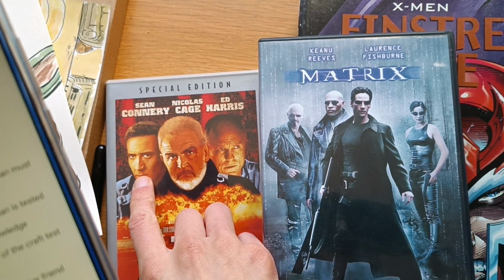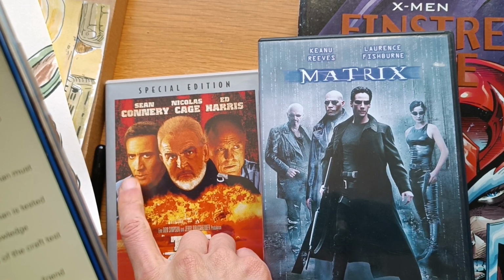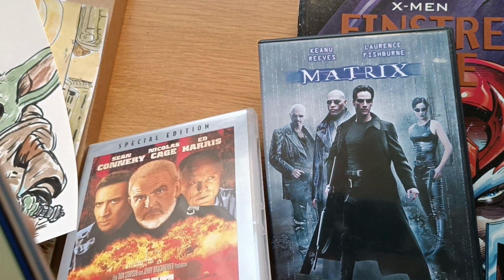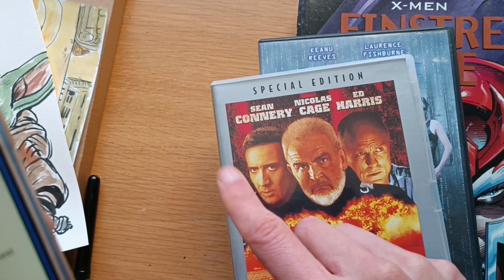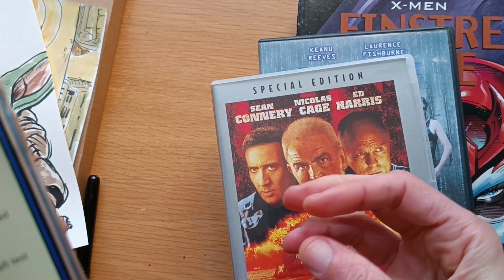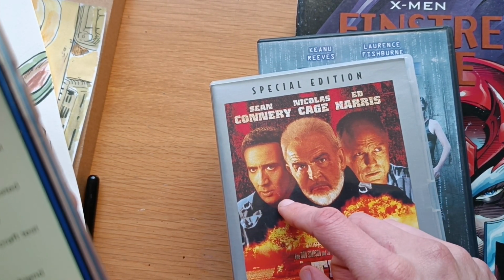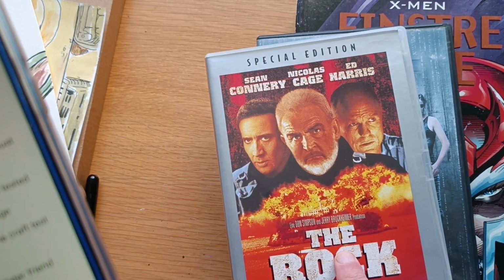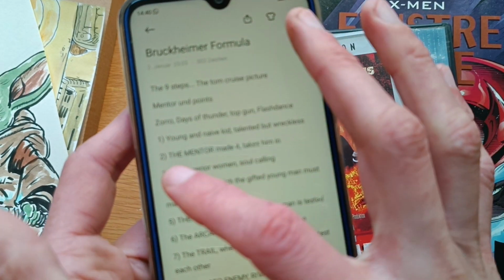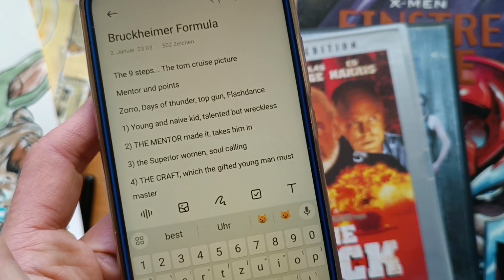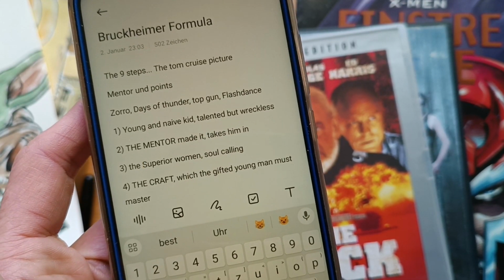In The Rock, this is funny, like Ed Harris, Nicolas Cage, Sean Connery. So Nicolas Cage has his wife and he wants to get married, but he has to go to The Rock to fight terrorists. So his calling, his superior woman, is the woman that's waiting outside, so he has to survive.